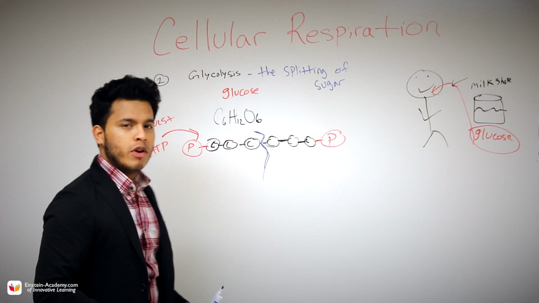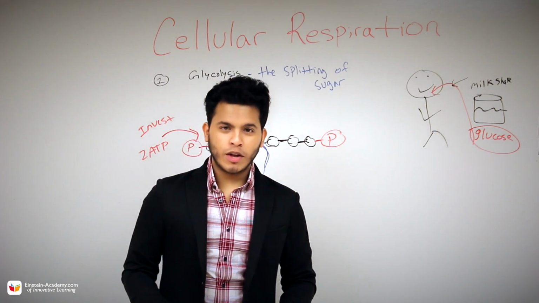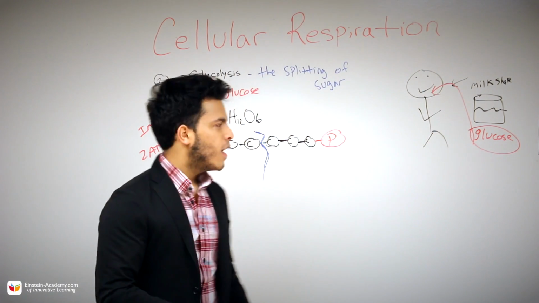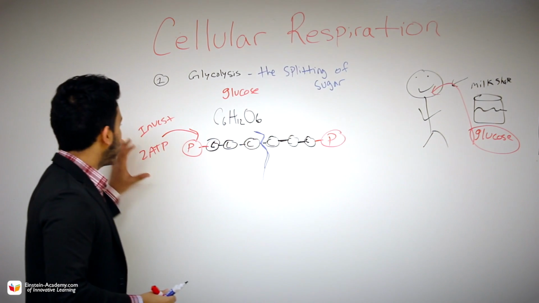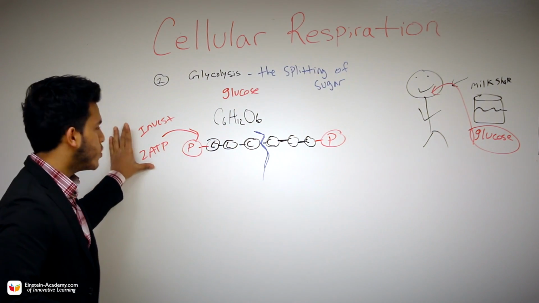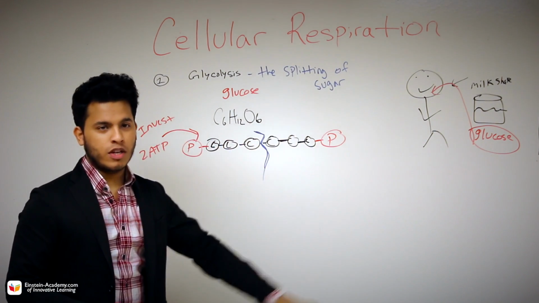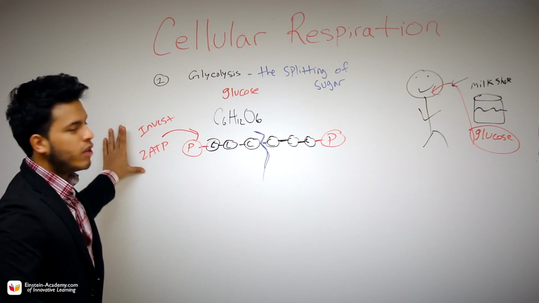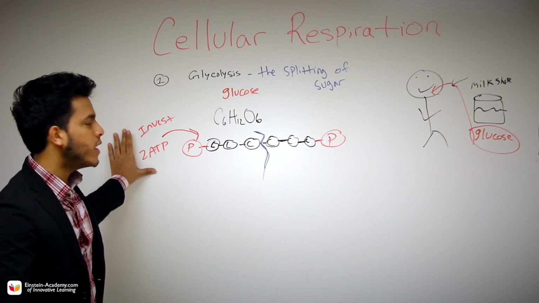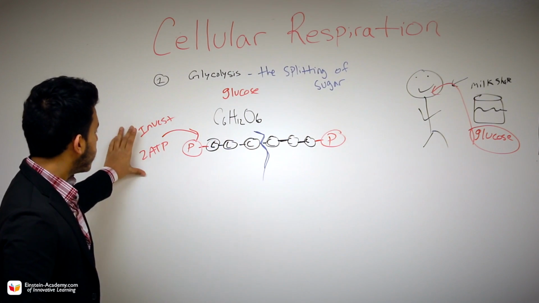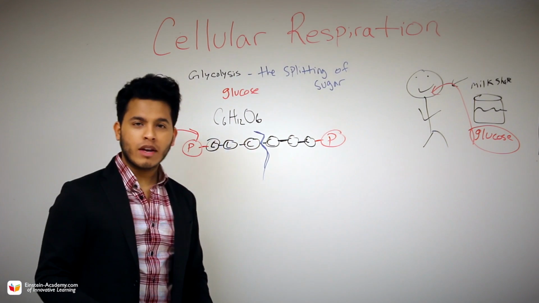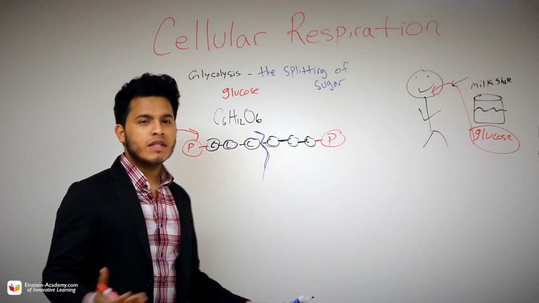I told you cellular respiration is a process of converting biochemical energy into usable energy. It's a bit ironic that already we have to invest some energy before we can even make some energy. Keep this in mind. Before we can even generate any substantial amount of ATP, you must invest 2 ATPs into glycolysis. It's like in business.